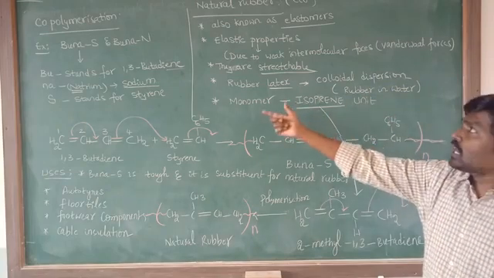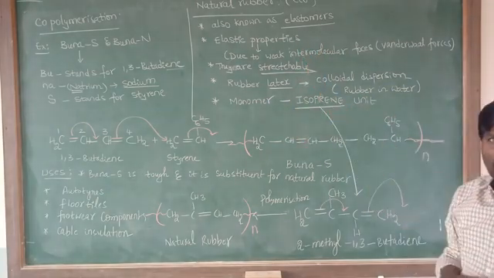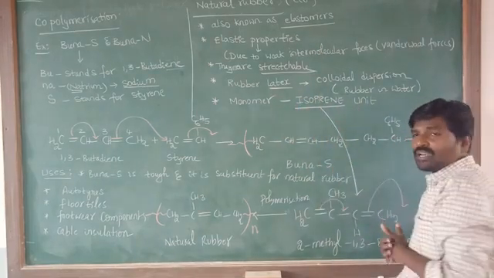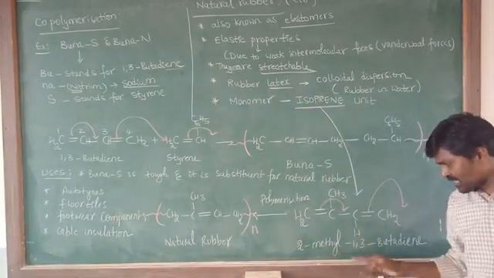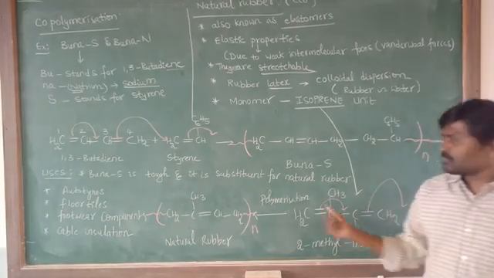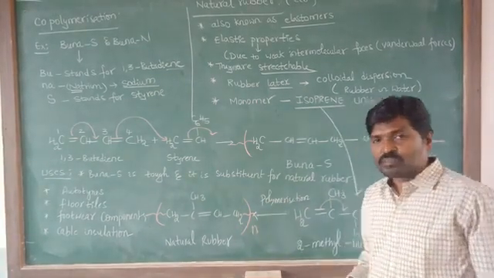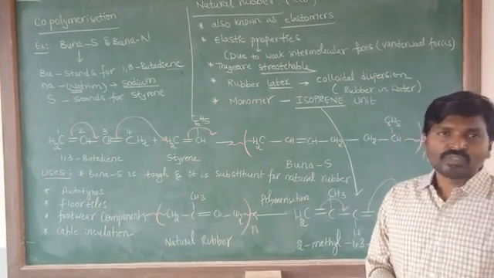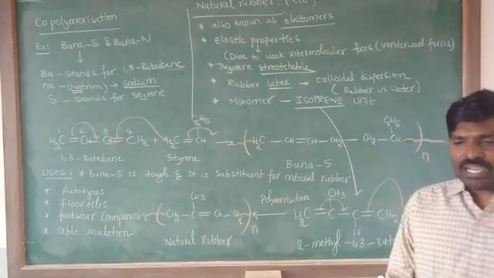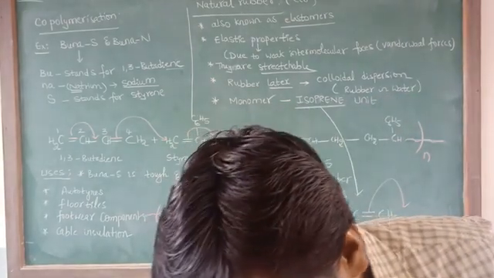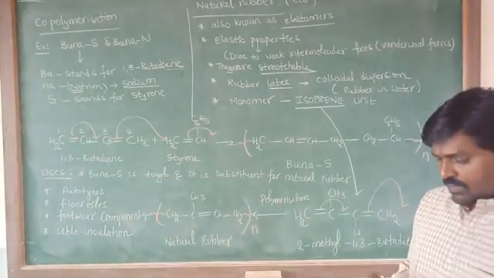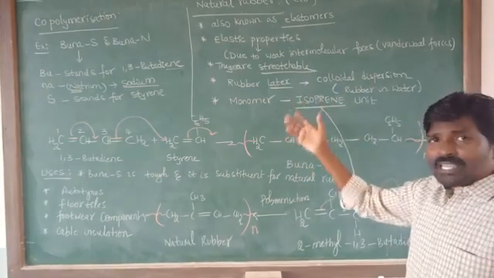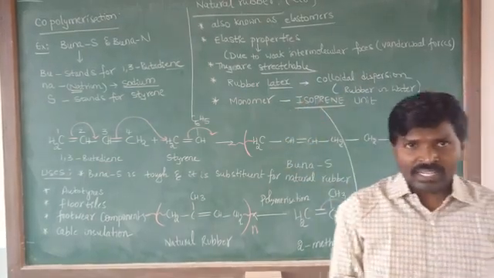Next, for the preparation of natural rubber, what is the monomer we are taking here? The isoprene unit. Isoprene means 2-methyl-1,3-butadiene. This is our polymerization. So now here we observe the formation of natural rubber. Mostly, this natural rubber, this latex, is extracted from rubber trees here.